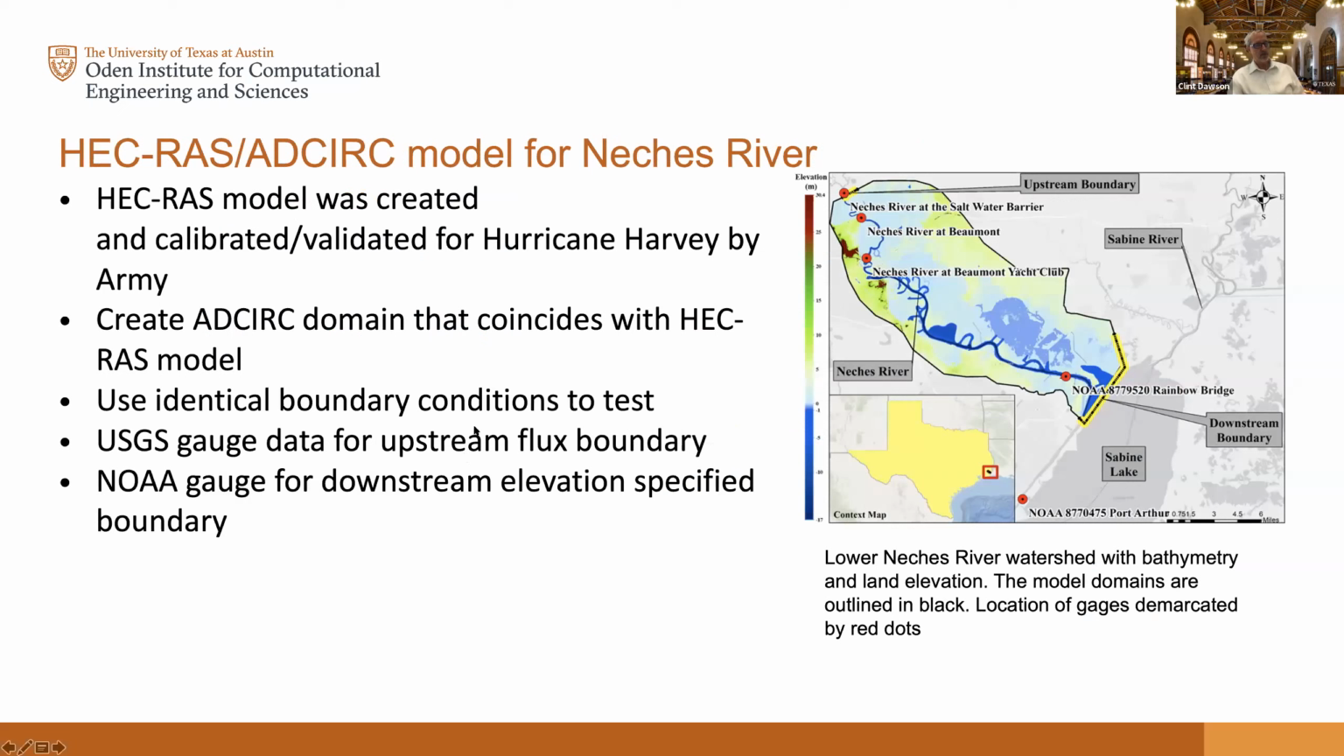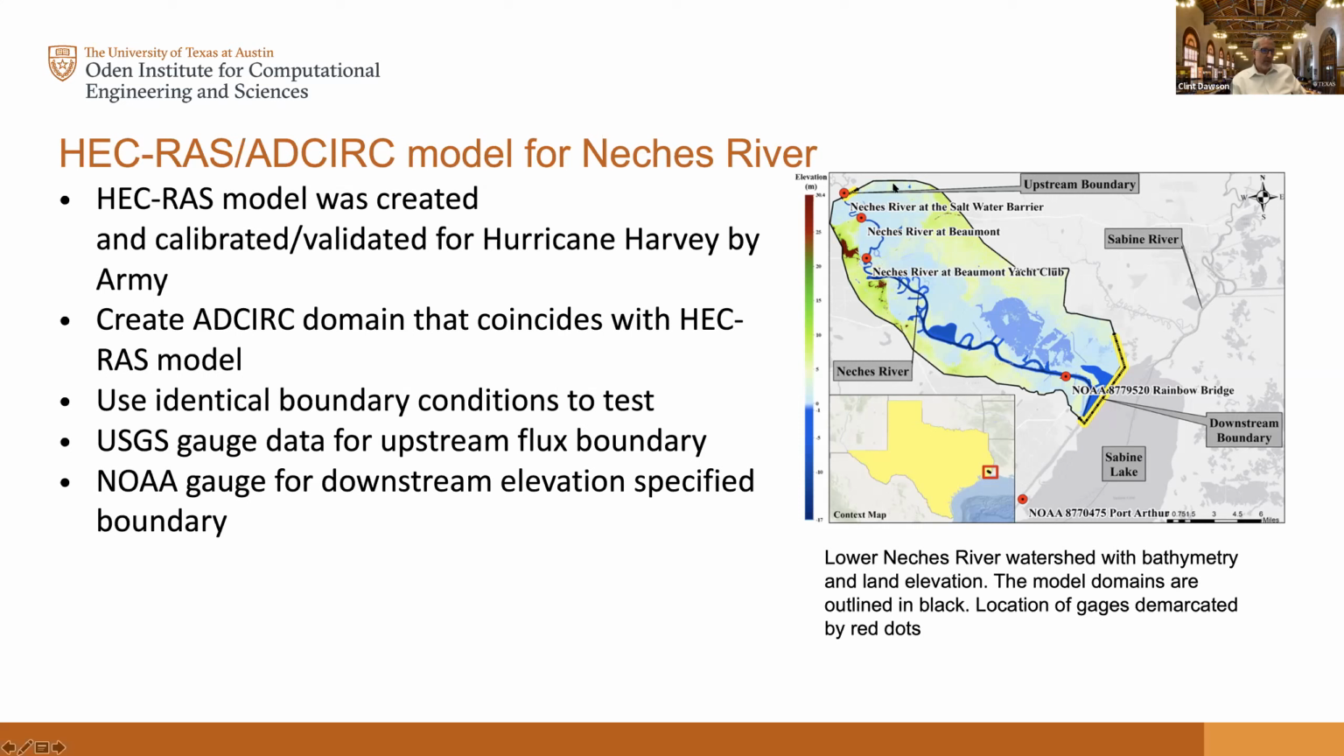Okay, so one of the regions that got the most rainfall was near Beaumont, Texas. So that's in this little red box here on this map of Texas. And one of the watersheds that really got flooded was the Neches River watershed.